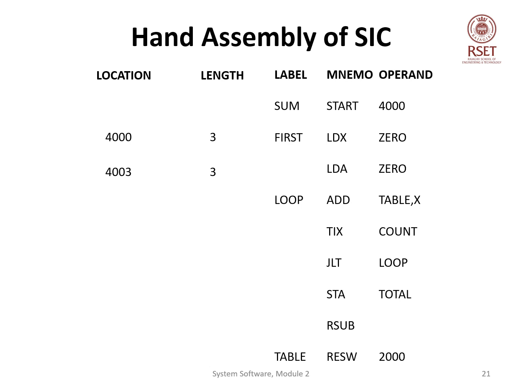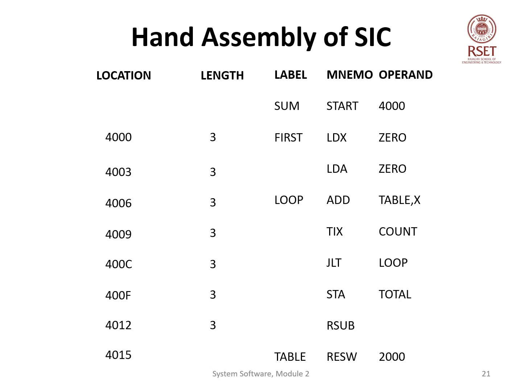So ADD table comma X will begin at 4006. Again another 3 byte instruction. 4006 plus 3 is 4009. Again another 3 byte instruction. It makes 400C, plus 3 will give you 400F. Another 3, 4012, 4015. Now here is the tricky part.